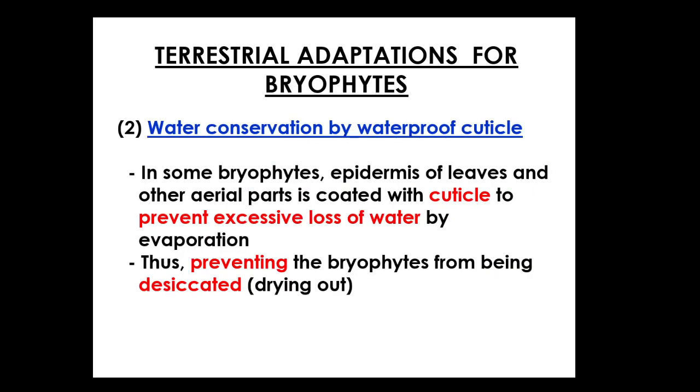There is also water conservation by waterproof cuticle. So this is the second adaptation. In some bryophytes, the epidermis of the leaves and other aerial parts is coated with cuticle, which is to prevent excessive loss of water by evaporation, thus preventing the bryophytes from being desiccated. In other words, it kind of produces its own layer of sunblock or a wax layer to prevent water from evaporating so it does not dry out.